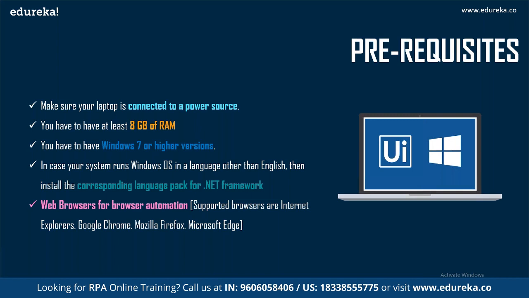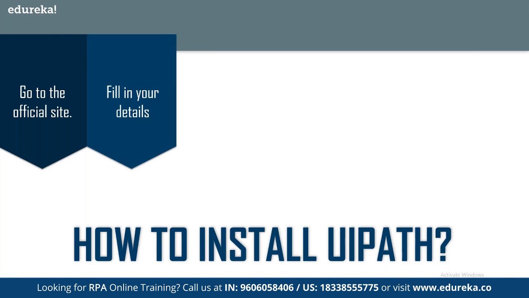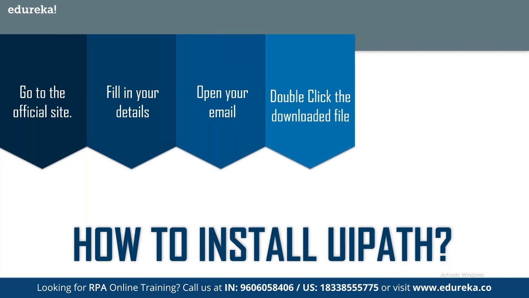So all these plugins and extensions should be enabled in the browser itself if we want to perform any kind of data scraping from the web pages. And then we had seen that first of all, we have to go to the official website. We have to fill in our details. We have to open up our email, where we will be receiving the download link that we can use for getting started on the installation of UiPath.